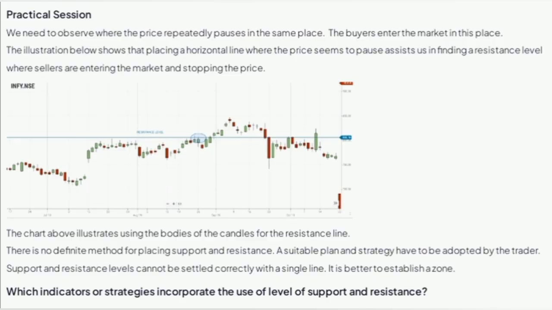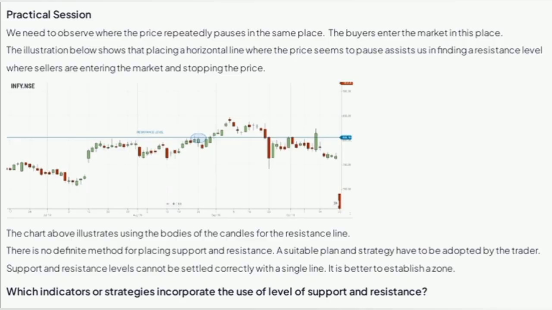There is no definite method for placing support and resistance. A suitable plan and strategy have to be adopted by the trader. Support and resistance levels cannot be settled correctly with a single line. It is better to establish a zone.